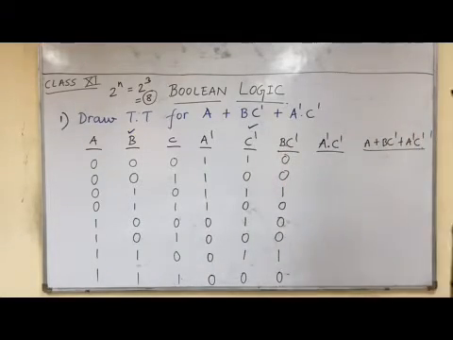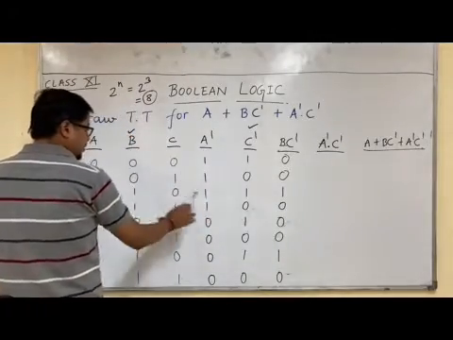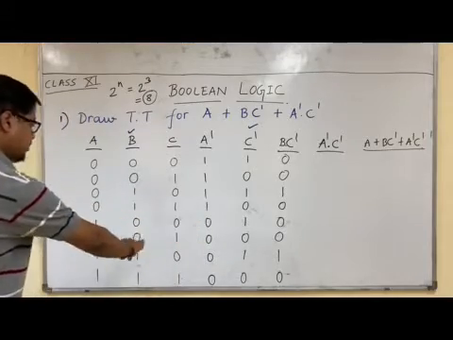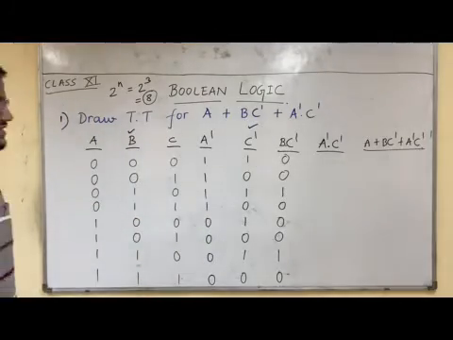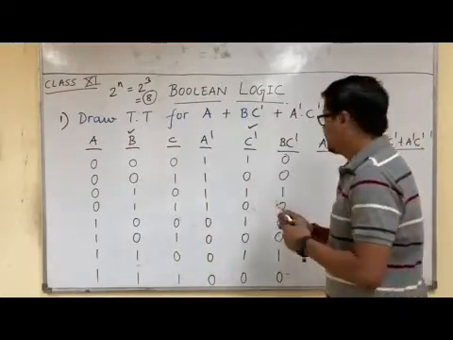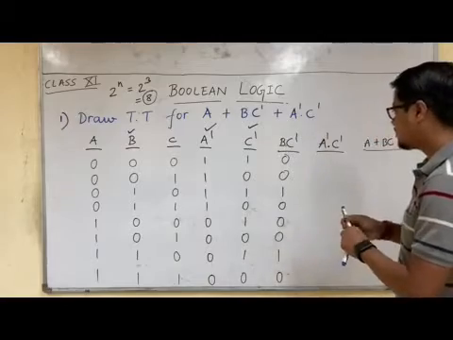I hope no mistakes are done. Let me verify. 0 1 0 0 0 0, 1 1 is 1, 1 0 is 0, 0 1 is 0, 0 0 is 0, 1 1 is 1 and 1 0 is 0. Okay students, now we need to see these two, A dash and C dash.